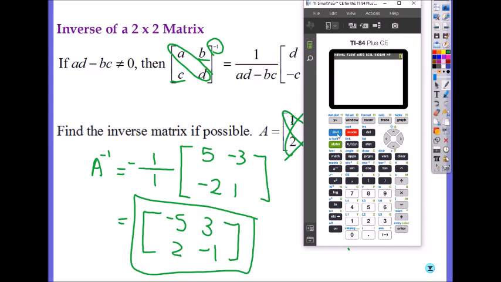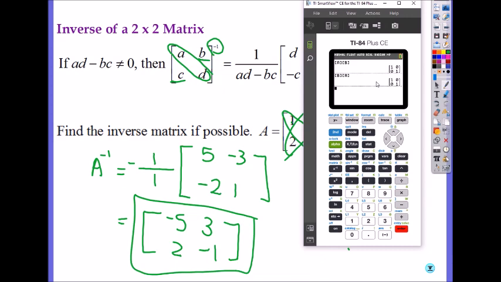So where do you go again? Second matrix. Now, instead of going to edit, just click on 1, A. That's matrix A. Go to second matrix, and now we are multiplying with B. Press enter. Do you get the identity matrix? Yes. What about B times A? Second matrix B, go down, press enter. Second matrix A. We get identity again. That means we did it correctly.